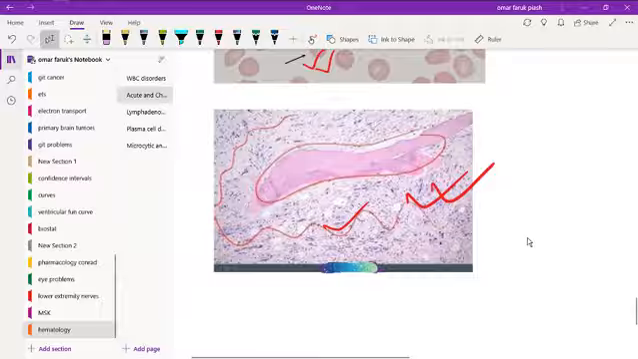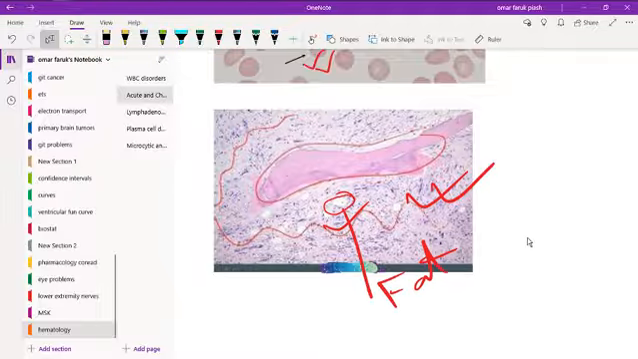This is the picture of myelofibrosis, and the white one is the fat cell, and there is fibrosis.